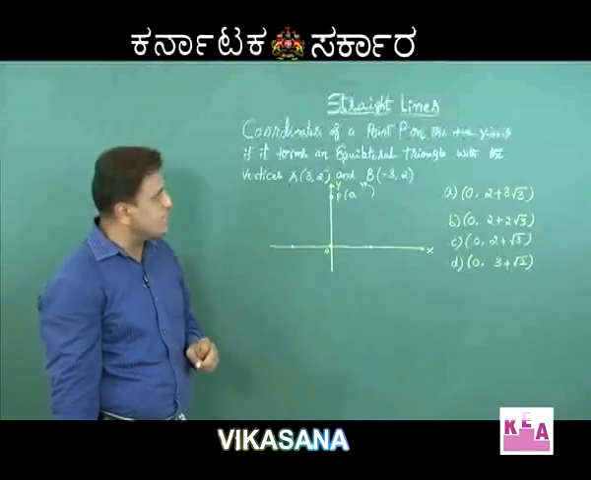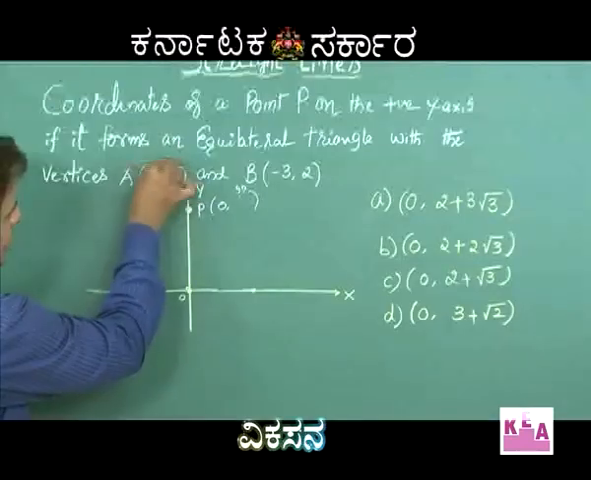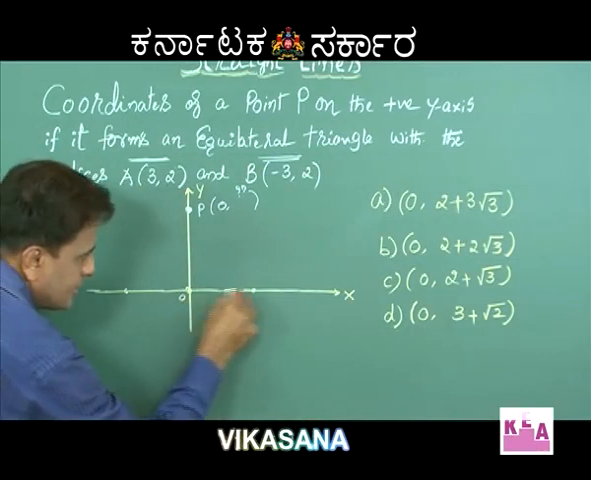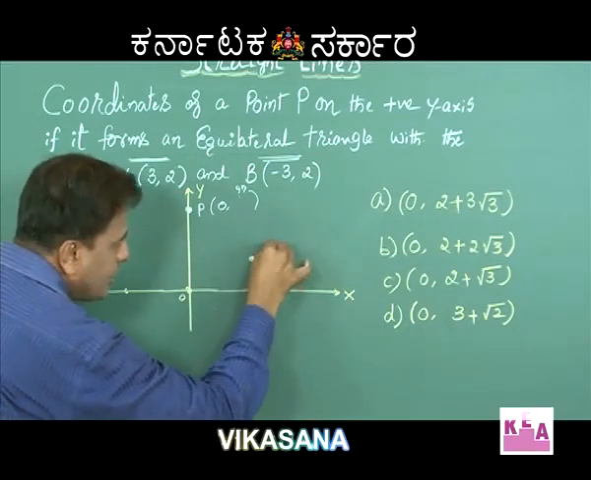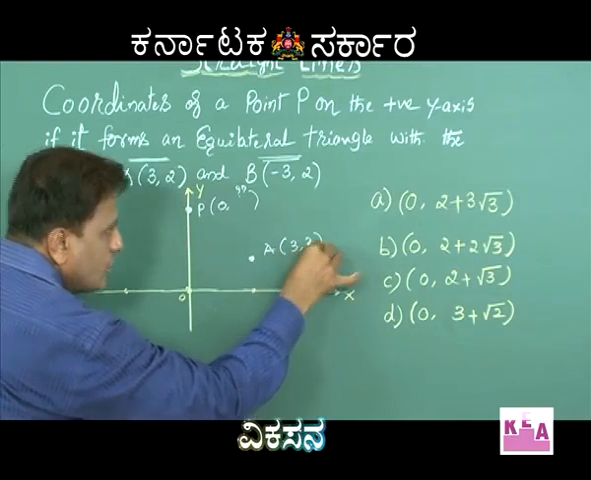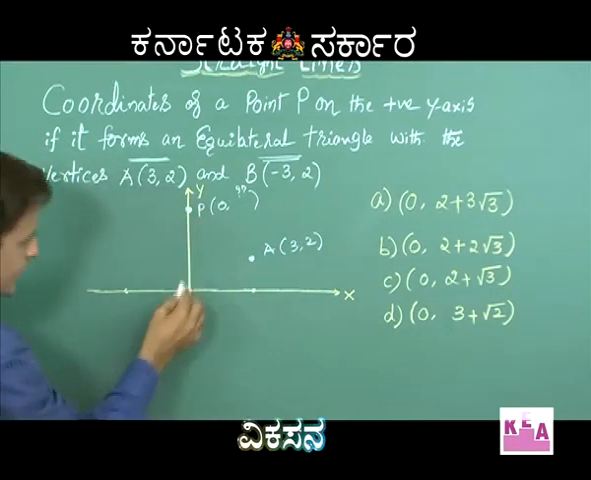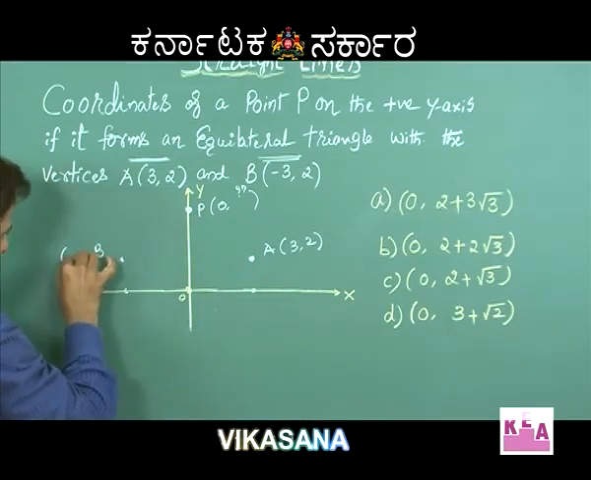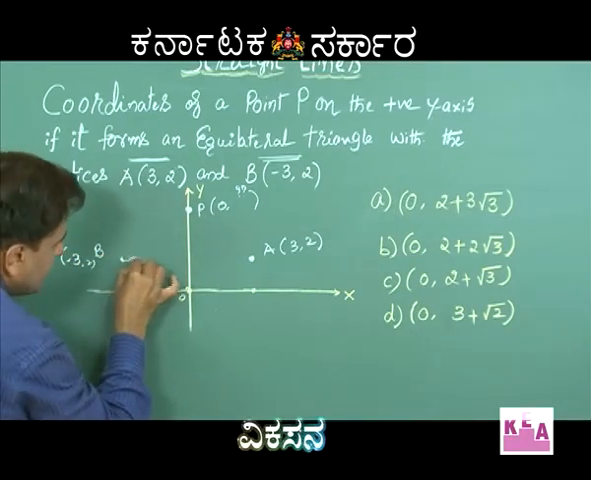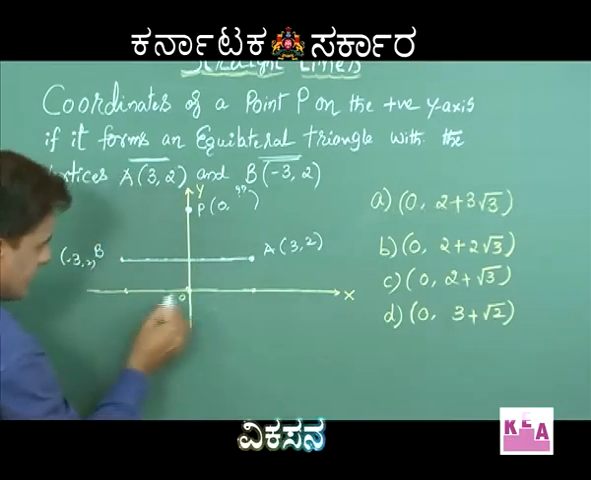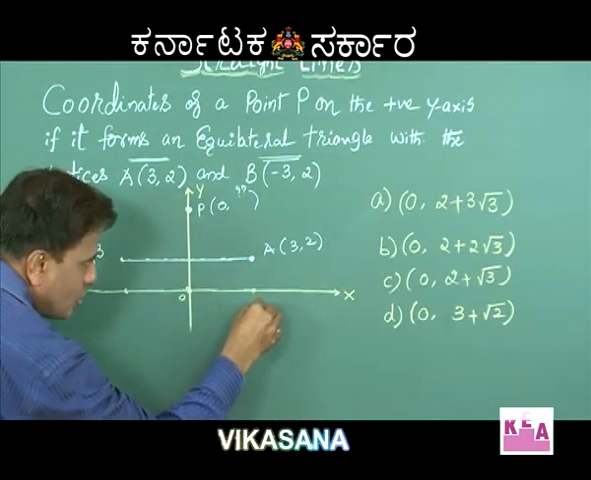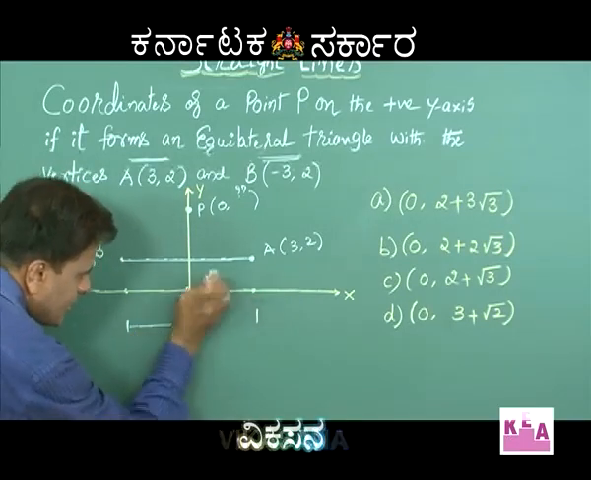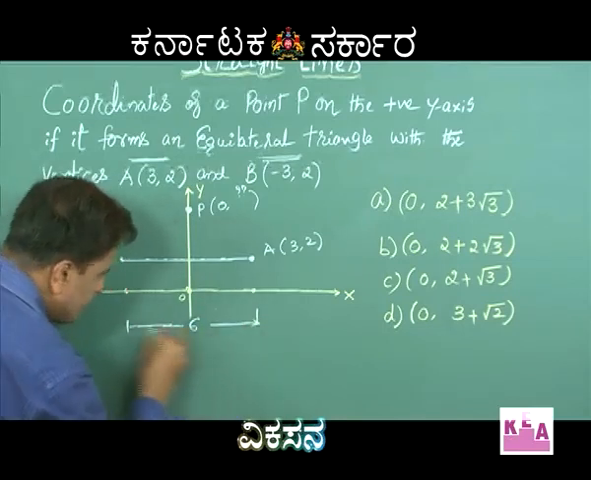The easiest way to solve this example is to first locate the given 2 points on the diagram. Suppose we take the A point as (3, 2). Its coordinates are 3 comma 2. First draw a simple diagram, and the B coordinates are minus 3 comma 2. This is the B point. If you join a line, the total distance between this is 3 and this is 3, so the total distance between points A and B is 6.